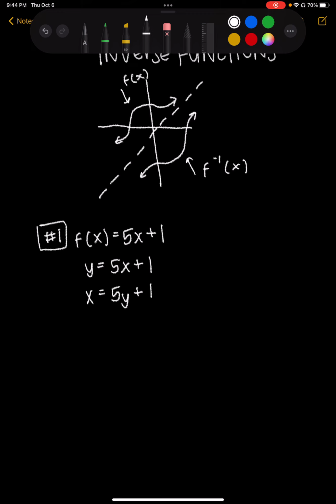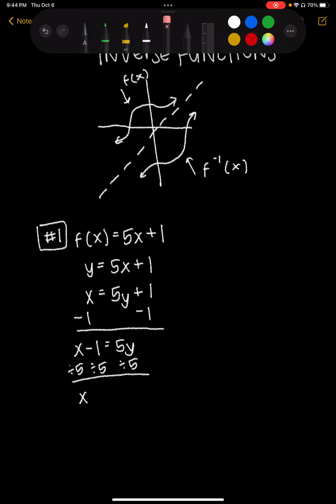Now, that's not your answer yet, but we're really close, because the very last step is to solve it for y. To solve this for y, I want to get y by itself, which means I'm going to subtract 1 from each side. And I get x minus 1 equals 5y. Still want to get y by itself, so I'm going to get rid of the 5 by dividing everything by 5. I could write it a couple of different ways, but I'm going to write it the easier way: x minus 1, all divided by 5, equals y.